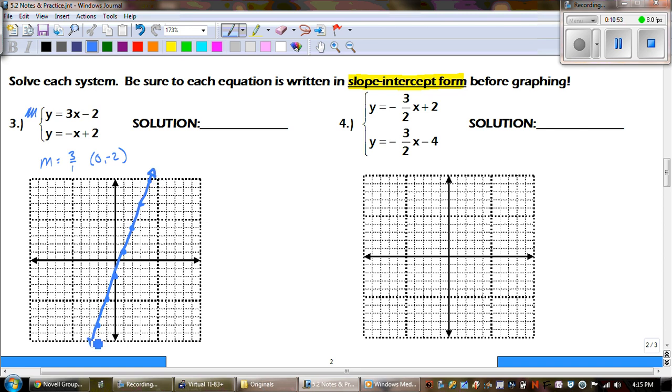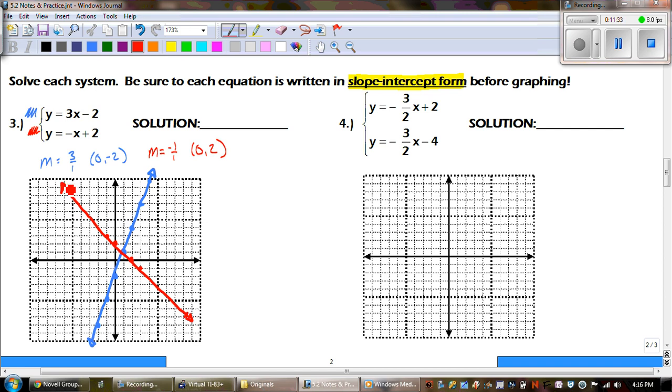Okay, so there we go. And now we're going to do our second graph, in red. -x means my slope is -1 over 1, and my y-intercept is at (0, 2). So at (0, 2), I start right away going down 1 over 1. I find out where they meet, and I'm just going to do a couple points each direction to help me draw my line. Okay, and then I'm going to draw that line out.